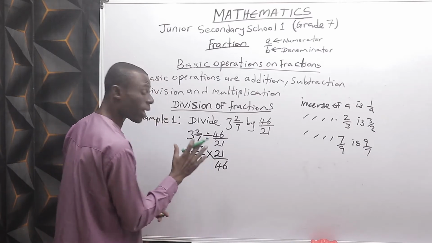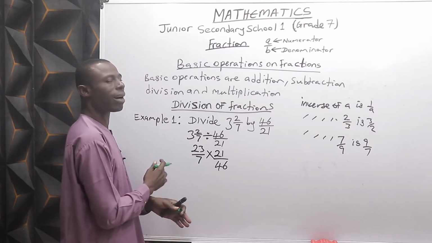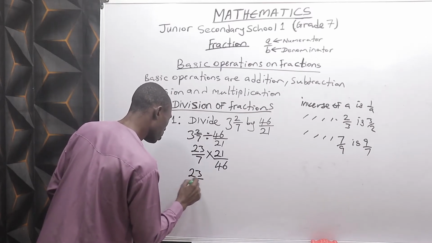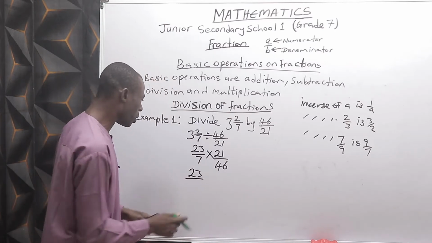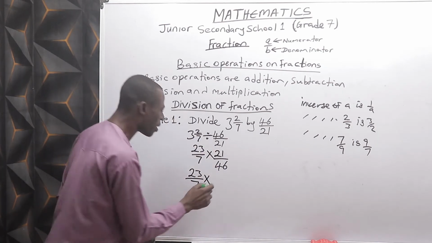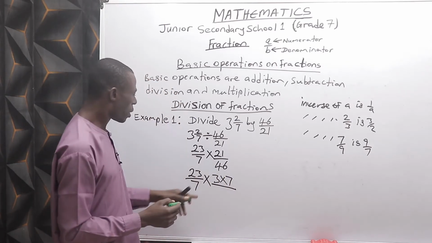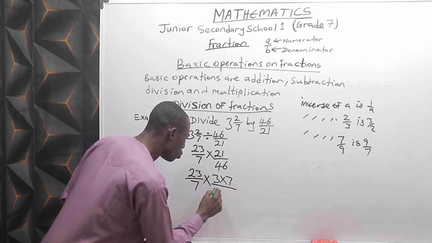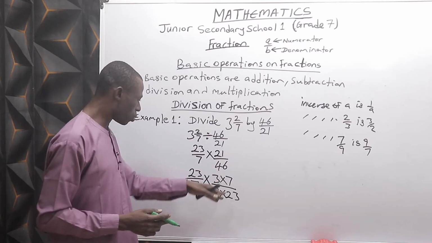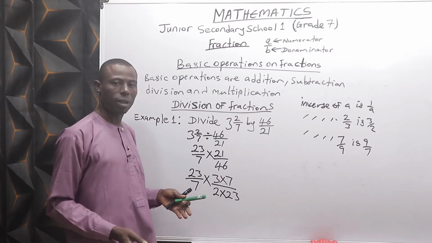Look at it. To make it neat, break every number here, the numerator and the denominator, into their factors. 23 is 23 times 1, but I don't need the 1, so leave it as 23. 7 is 7 times 1, leave it as 7. But 21 is 3 times 7, breaking it into its factors. 46 is 2 times 23. That's how to break this 46 into its factors. Apart from the universal factor 1, use every other factor to break them.